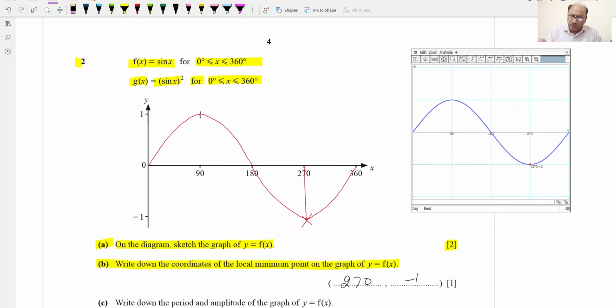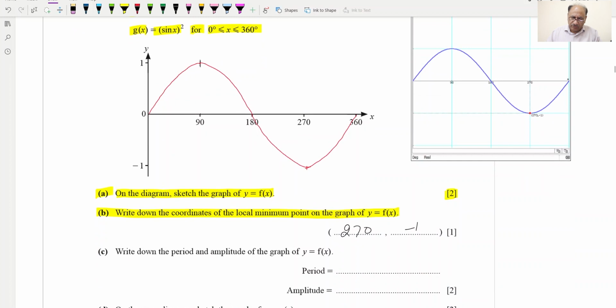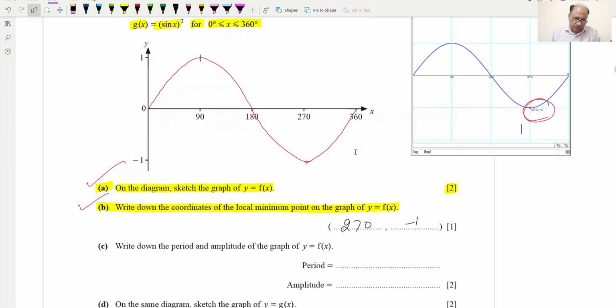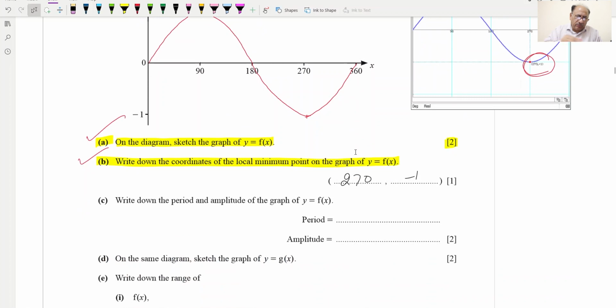For a smoother curve you need to indicate all these points. The coordinates of the minimum we have also shown, and this one we can erase. So this is basically the final curve. We have sketched it, and we have also checked the minimum point, and on the curve you can check this is 270 and -1, which we have captured from the graphical calculator. Now they are saying part C.